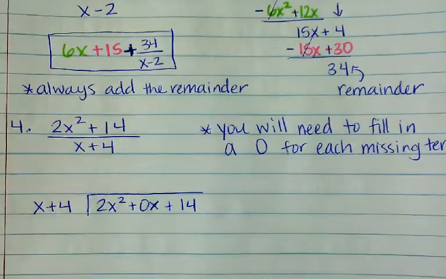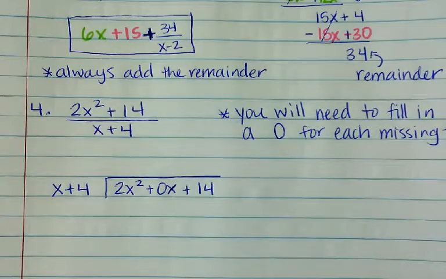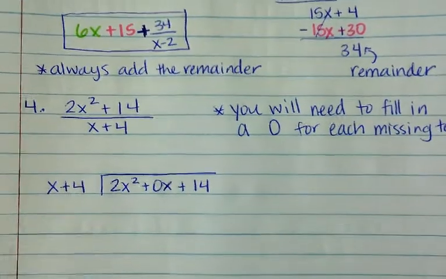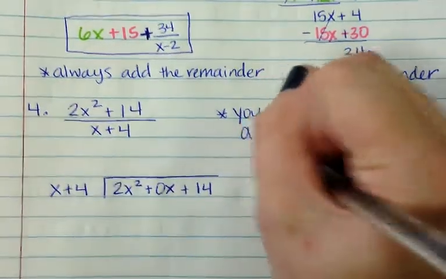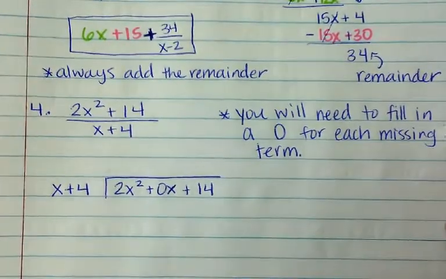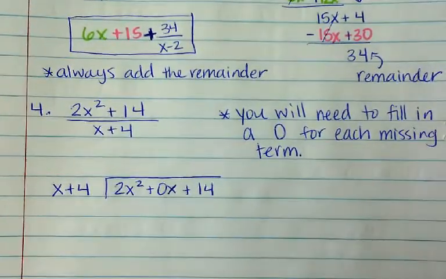And what this does is this allows us to, I'm going to say each missing term right here. So guys, what this does is this allows our like terms to line up properly. All right, y'all? Because otherwise your like terms are going to be all mismatched and it's going to get really confusing. So now let's solve this problem here.